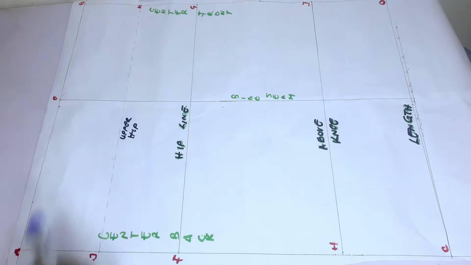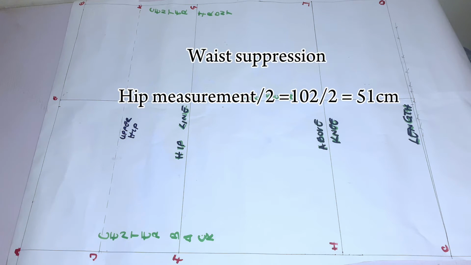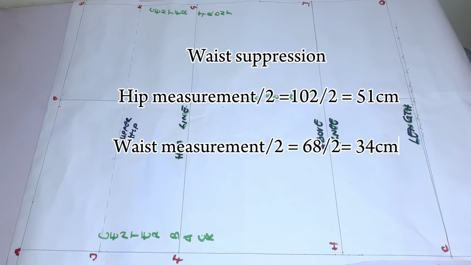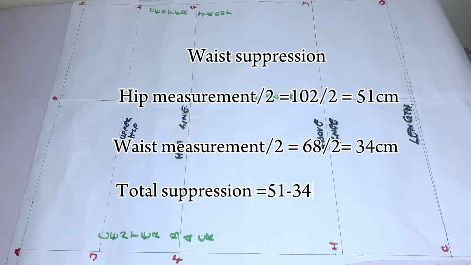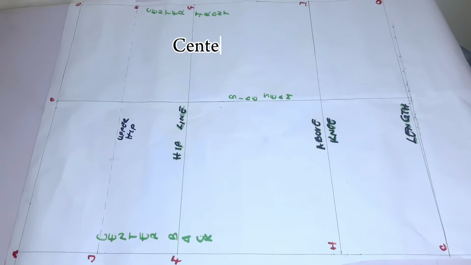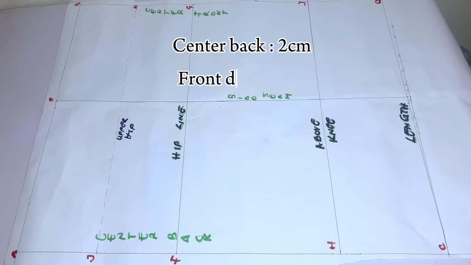Next is the calculation for our total waist suppression. For this calculation, we'll need our hip measurement divided by 2 and our waist measurement divided by 2, which will give us a total difference of 17 cm. This 17 cm difference will now be divided into 4 groups.